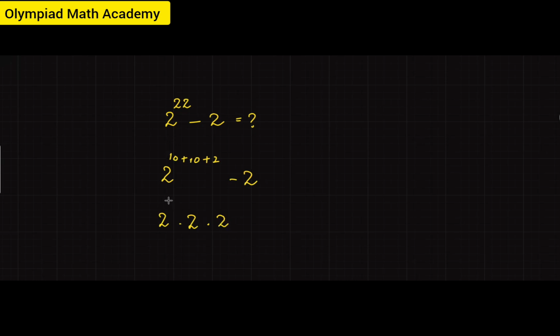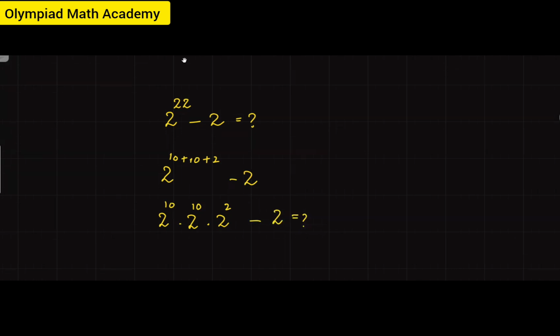With every 2 I would like to write a separate power: 2 power 10, 2 power 10, and 2 power 2, and I would like to place the negative 2 as it is. The answer is still unknown to us.